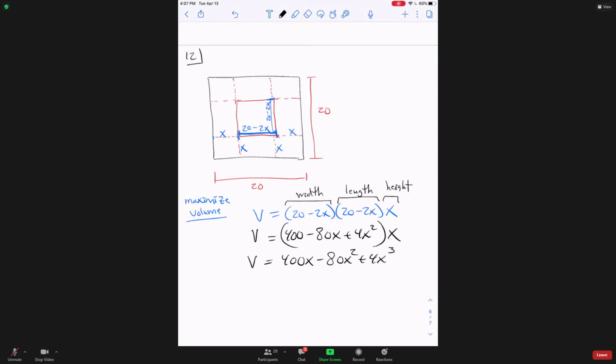All right, so now can you explain one more time why you chose 2X? Well, 2X because this whole side is 20. So if I cut out X inches from this side and X inches from this side, what's left over would be 20 minus the amount I took away, 2X.